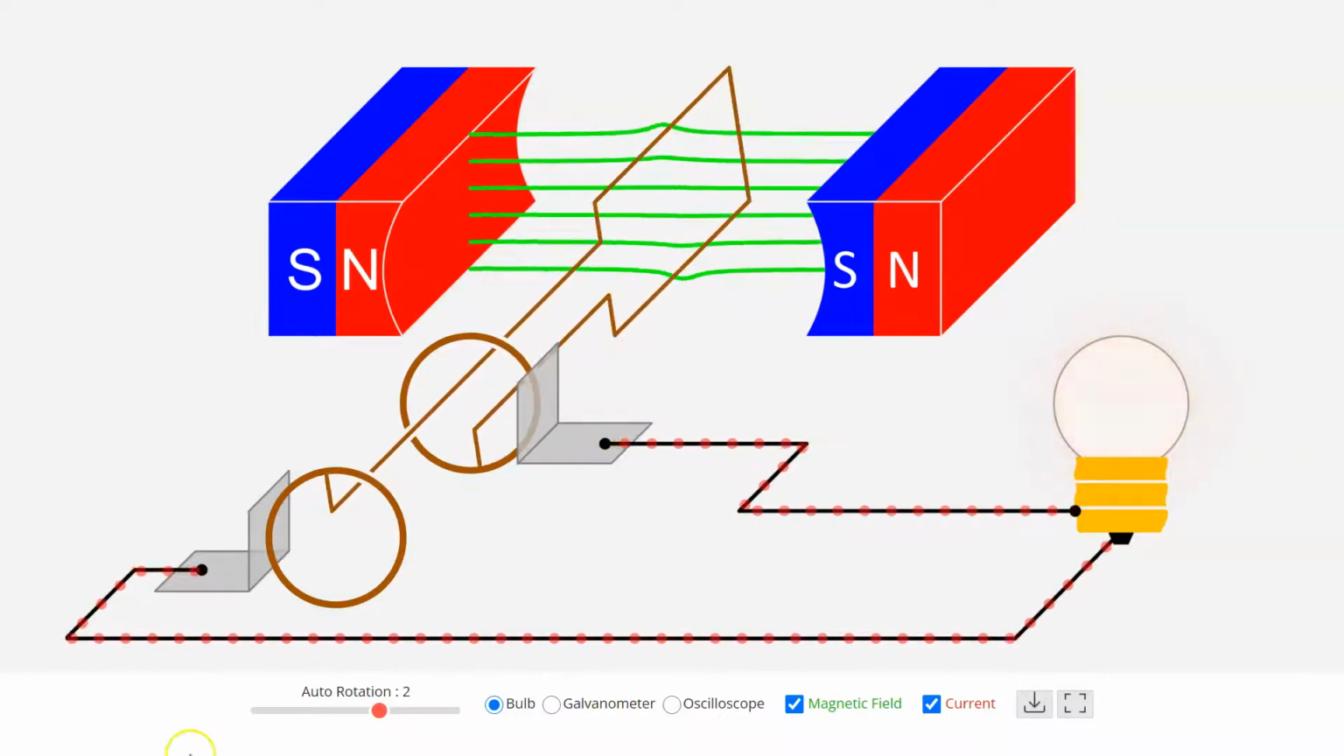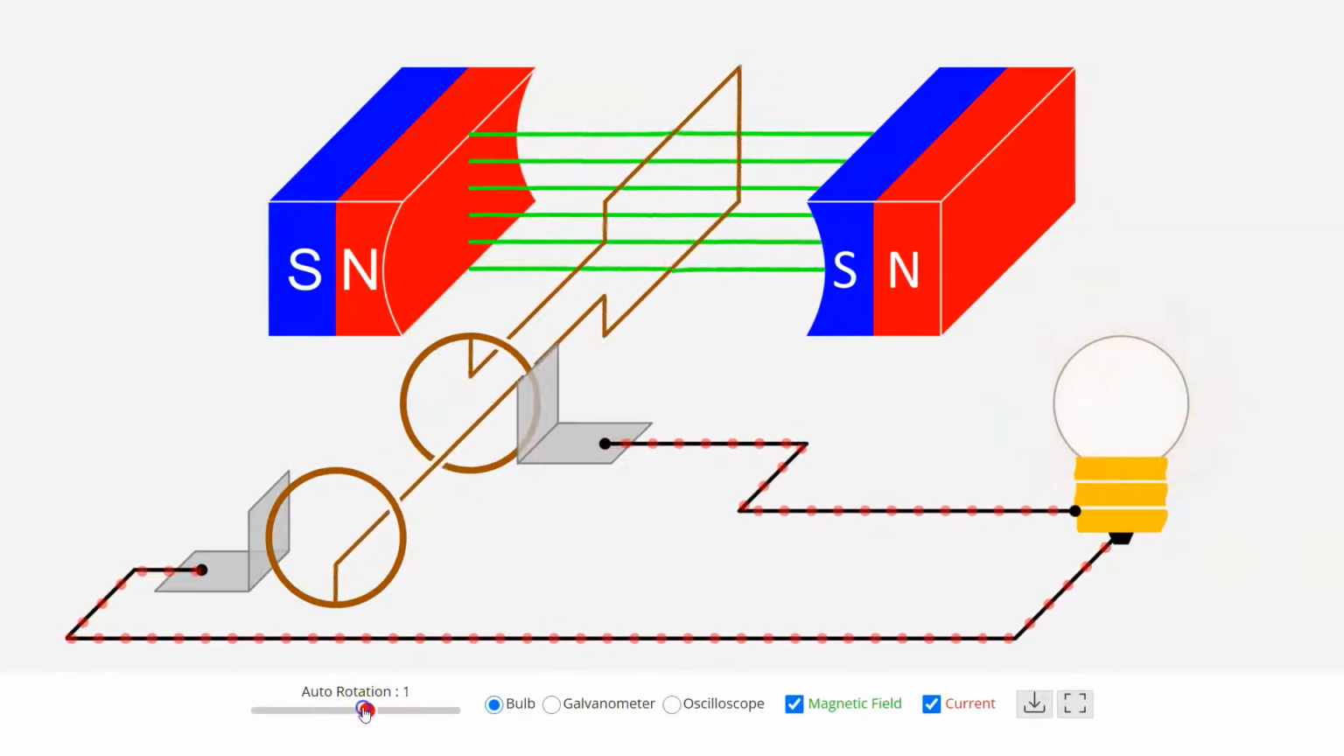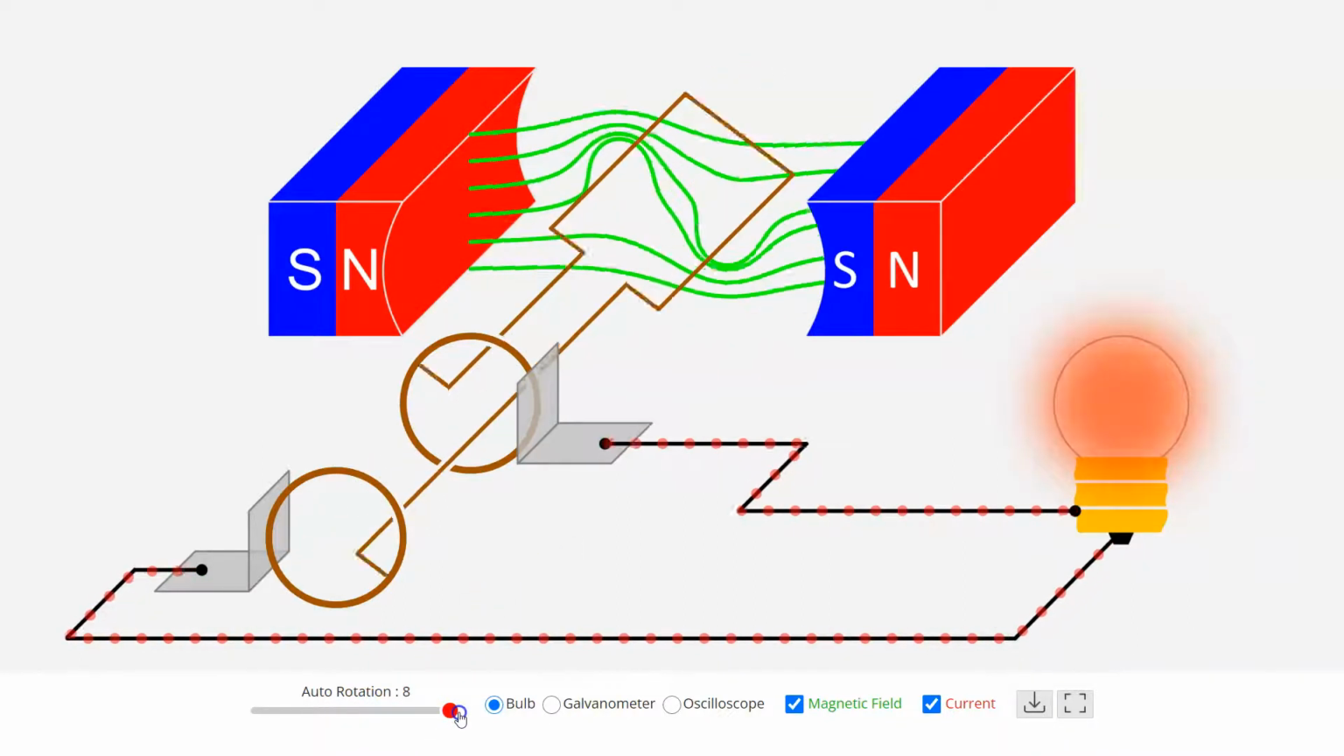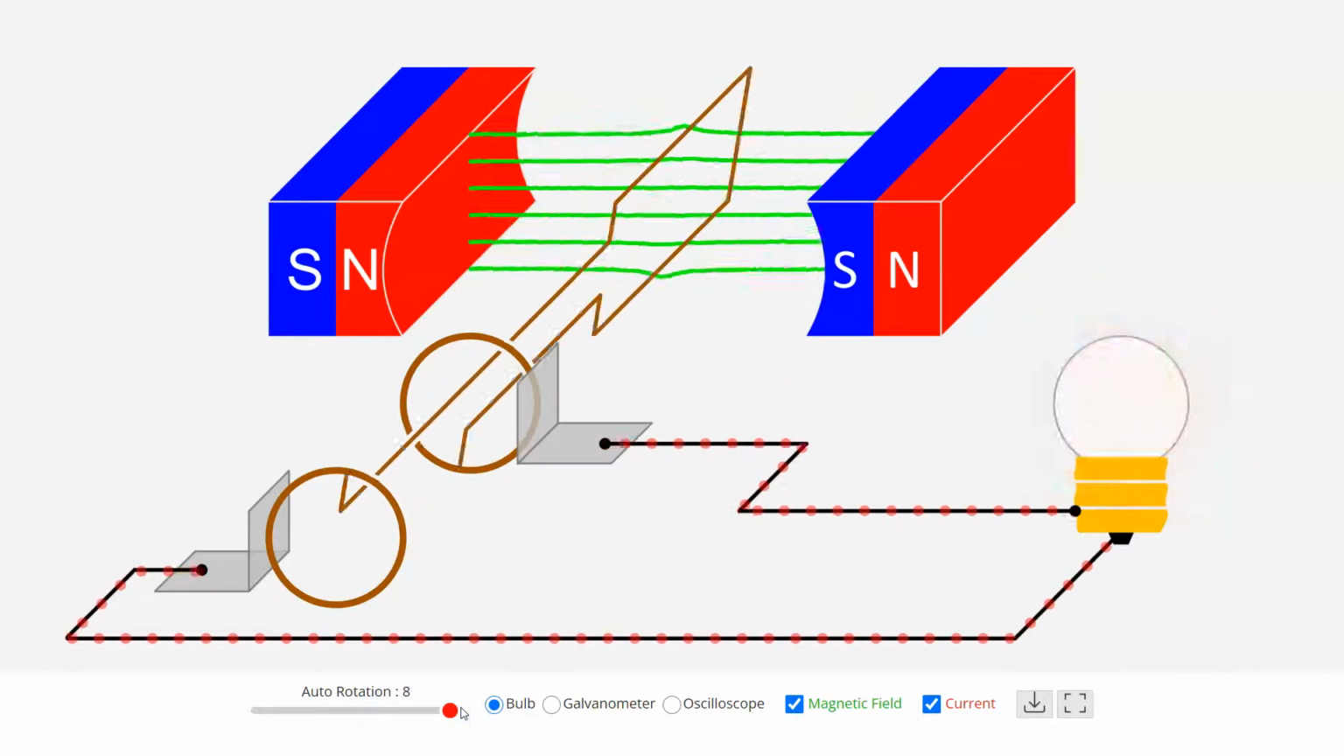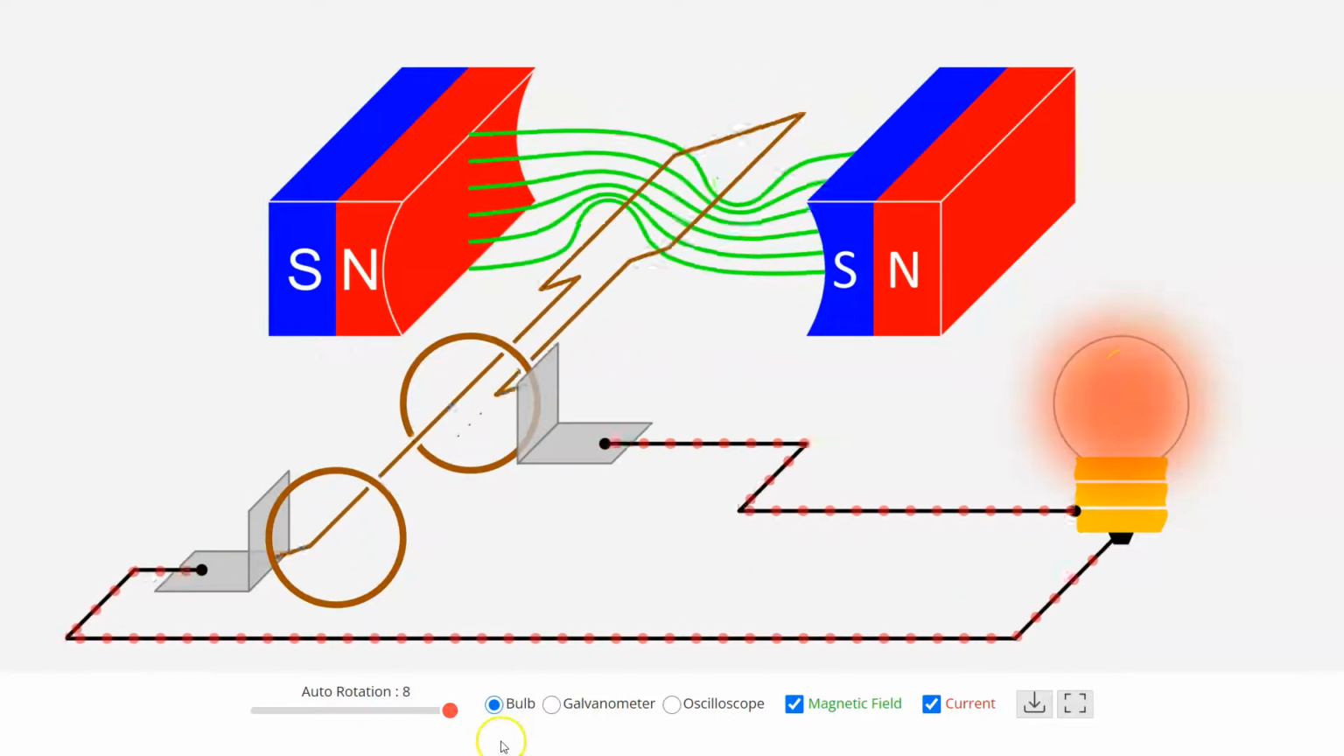through this circuit. So let me slow it down a little bit. And you can see it's pulling on these electrons as it swipes back and forth through the circuit. And of course, the faster you go, the more current's going to be able to flow.